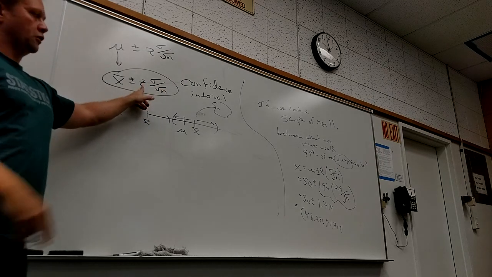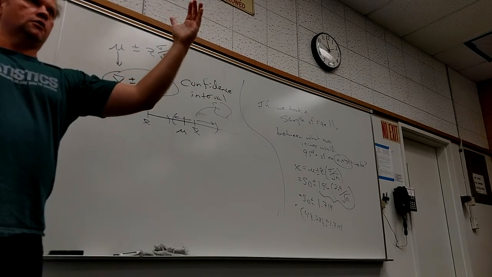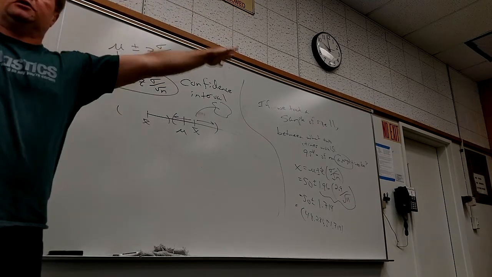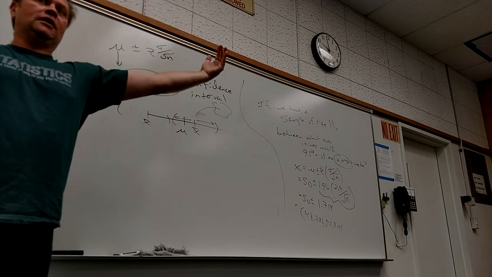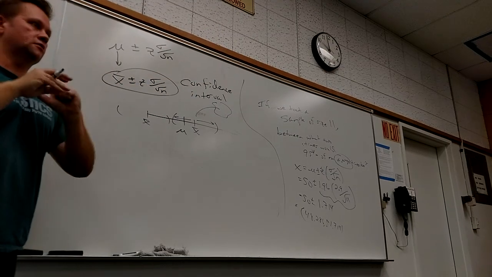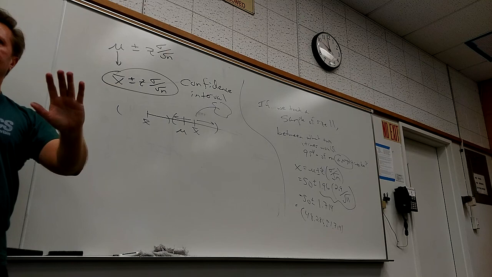If you use the z-score 1.96, because that's the one for 95%, right? If I use the one for 90%, then 10% of the time it's not going to catch the mean. Use 99%, then 1% of the time it won't catch the mean. All right, let me let all that sink in.